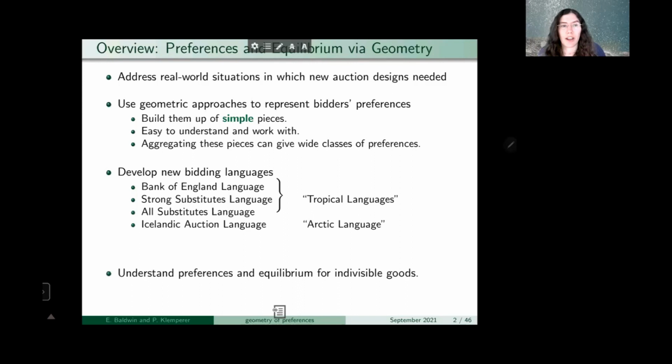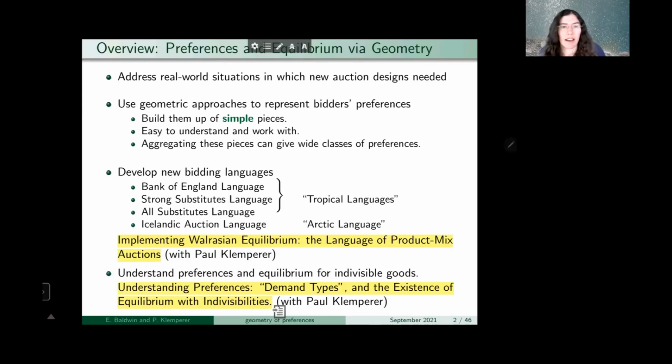So that's the first three bullet points of the agenda. The fourth bullet point of the agenda is to understand preferences and equilibrium for indivisible goods. And that's the bullet point that ties exactly back with what Alex was talking about yesterday. It corresponds, exactly as Fujito was saying, to the first paper, the paper that was published in 2019. Whereas the part of the agenda that was initially planned, we're actually coming to second, because we found we needed to really get the more fundamental stuff nailed down.